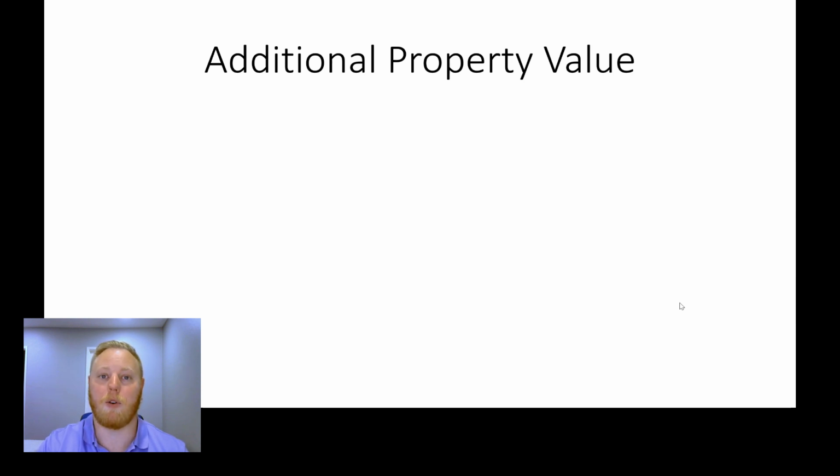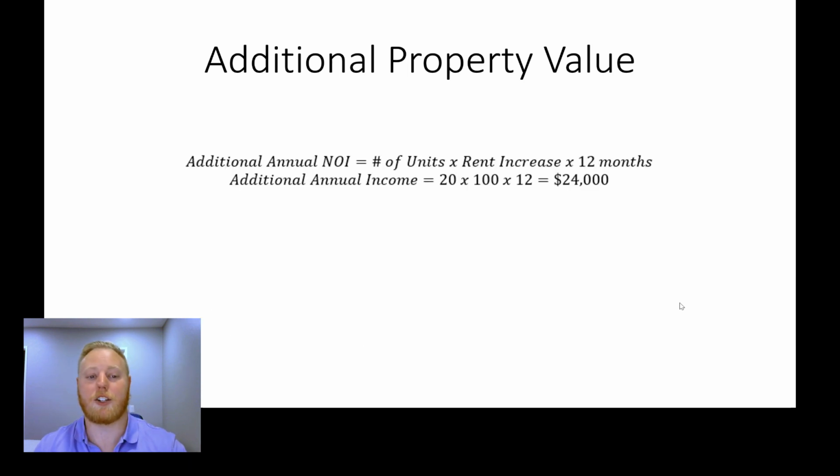We can see that example right here. You take your additional net operating income equals the number of units times the rent increase times 12 months. So in this example, the additional annual income is 20 apartment units times $100 times 12. It's $24,000. Great.